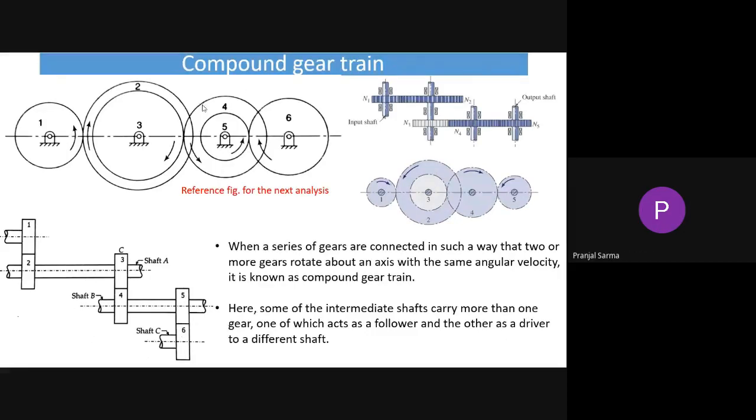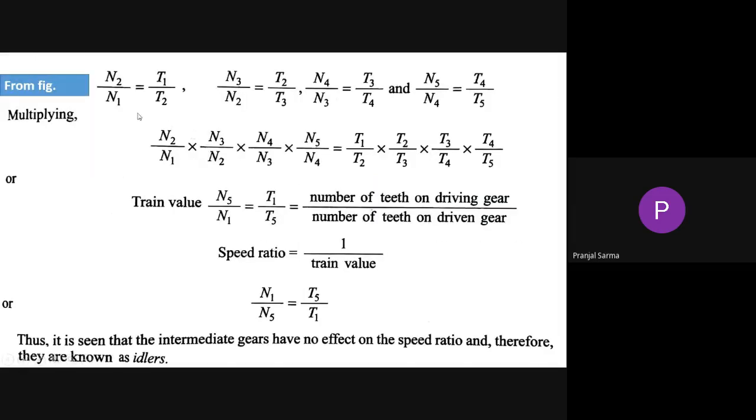Next, what we have just considered as a single pair, we have considered 1, 2, 3, 4, 5, 6. And just like in the previous case, we can write N2 by N1 equal to T1 by T2, in the reverse ratio as that of the teeth. Similarly, N3 by N2 and so on. Okay, we have obtained that.